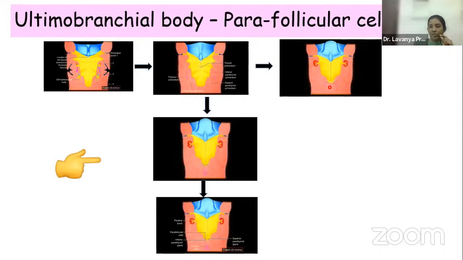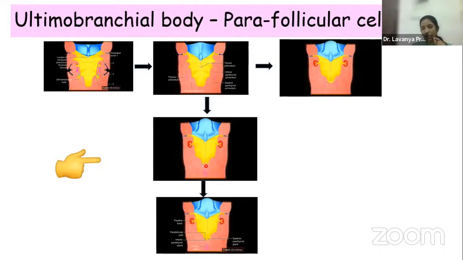Within this connective tissue, in between the follicular cells or the lobules, we have another type of cells called the parafollicular cells, which are derived from the ultimobranchial body. So from the lateral side of this arch, you can see it migrates to the bilobed structure, which results in the formation of the C cells, which contribute to the production of calcitonin.